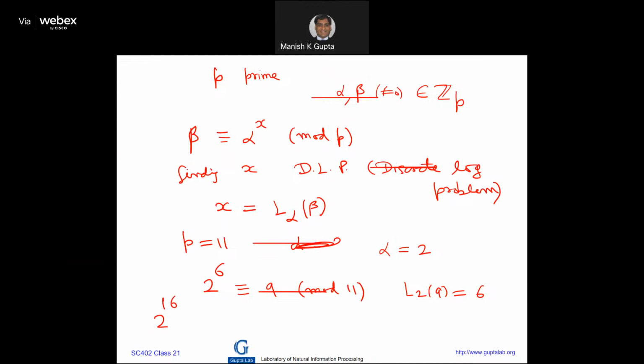So basically I should say that 2 raised to power 6 is the same thing as 2 raised to power 16, the same thing as 2 raised to power 26, which is 9 mod 11. These are some different values. So basically we take the smallest.